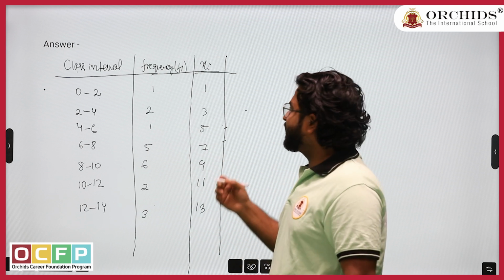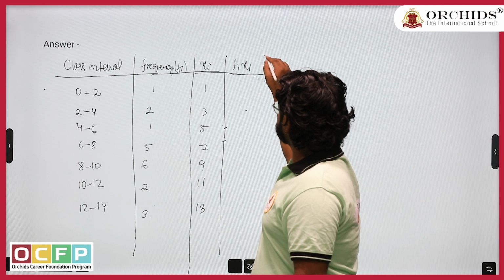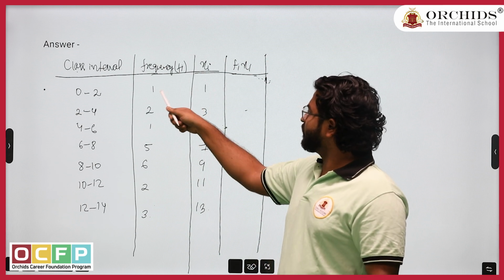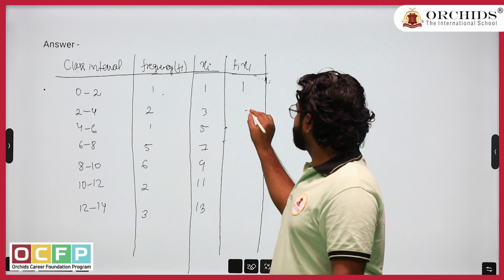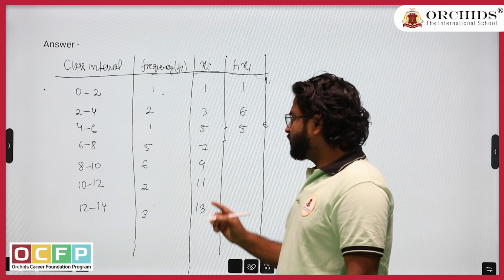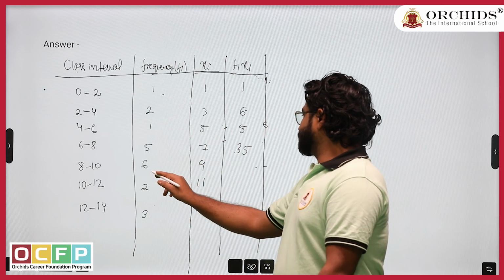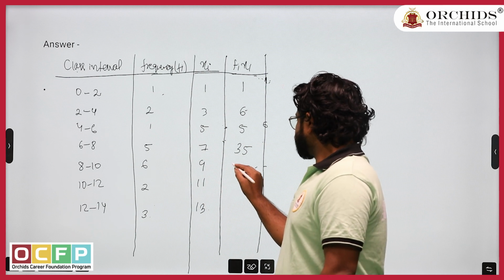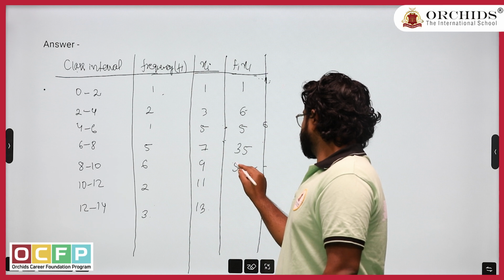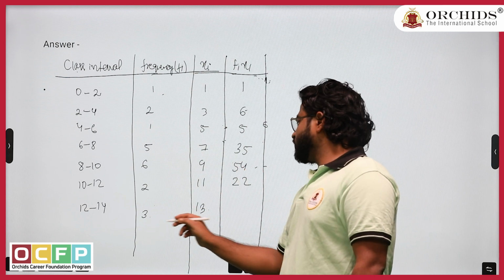What do I need? I need fi xi. Fi xi means f1 into x1: 1 into 1 is 1, 3 into 2 is 6, 1 into 5 is 5, 7 into 5 is 35, then 9 into 6, 6 nines are 54, 11 twos are 22, and then 13 into 3 is 39.